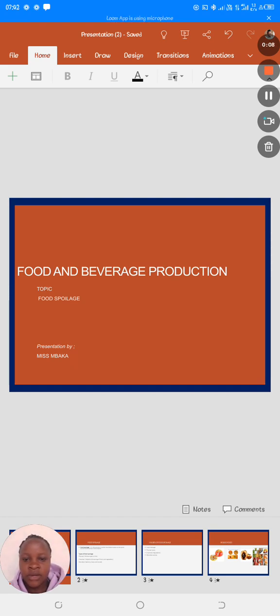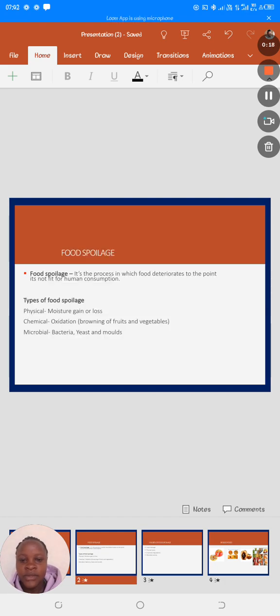Today we are going to talk about food spoilage. It's a topic in food and beverage production, and in this topic we are going to define terms. We are going to define food and beverage spoilage. What do we mean when we say food spoilage? It is the process in which food deteriorates to the point it is not fit for human consumption.